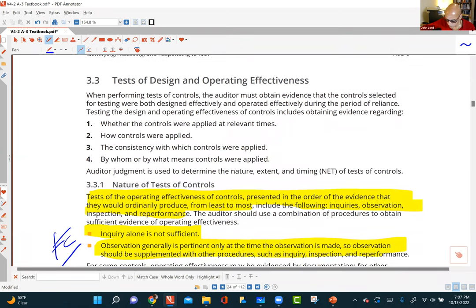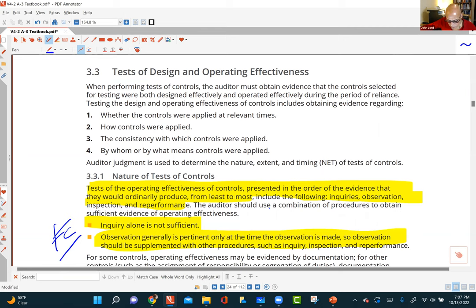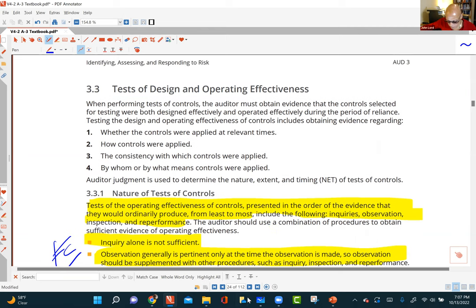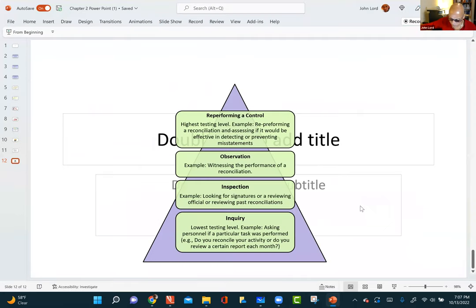Well, this is interesting. Do I have a typo on mine? Inquiries, observation, inspection. So what did I do? Mess my chart up? Looks like I did, right? Because inspection is higher than observation, right? That's what I get for trying to be too smart.